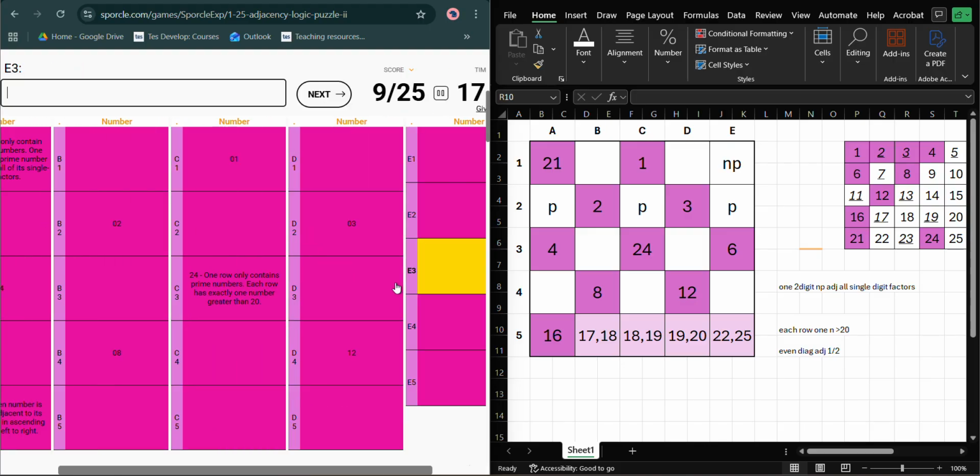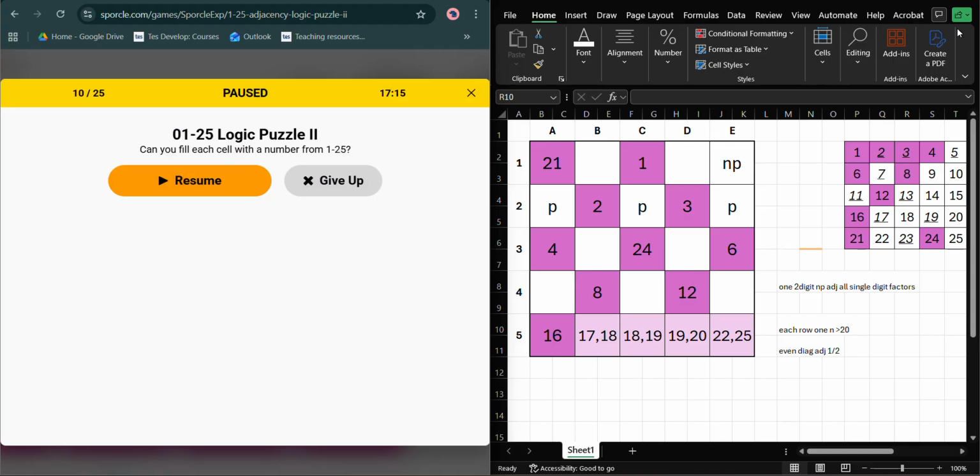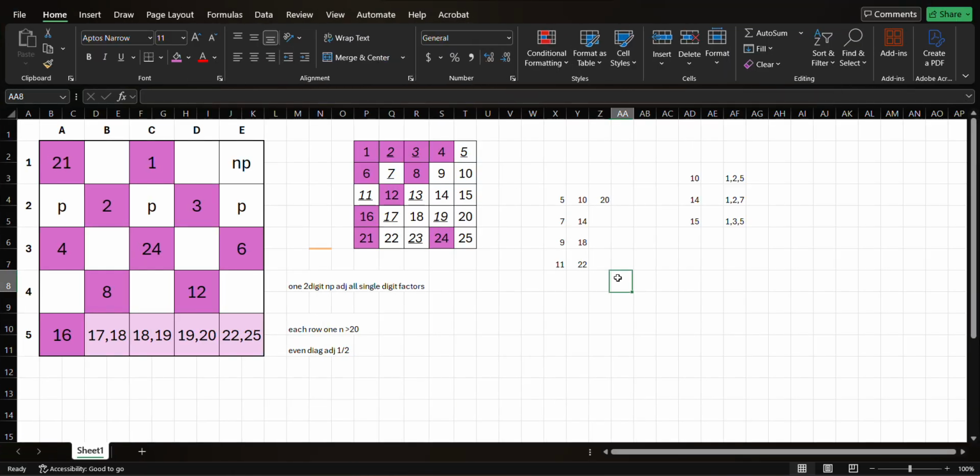And E3 is 6. Is that all of them? 10. 1, 2, 3, 4, 5, 6, 7, 9, 10. So, no more information, which means there must be more to work with here.